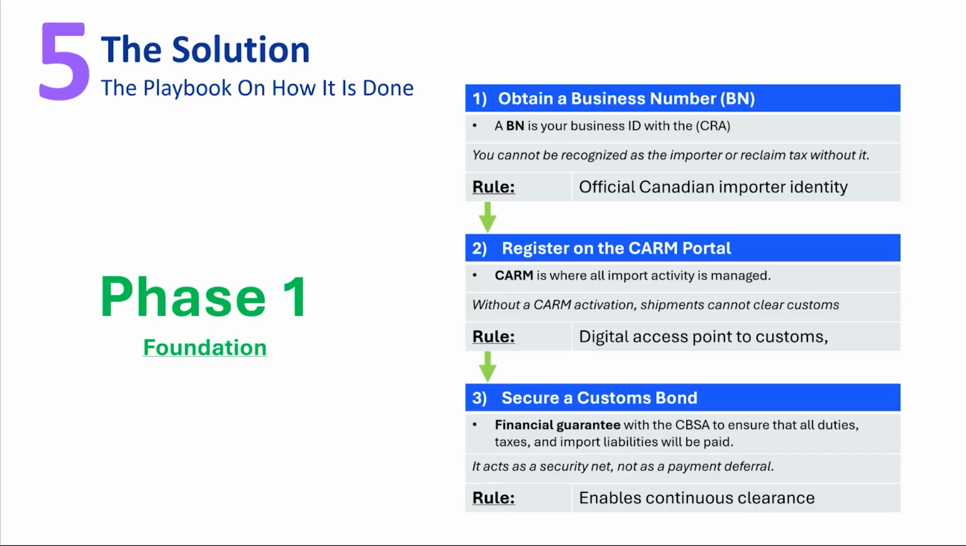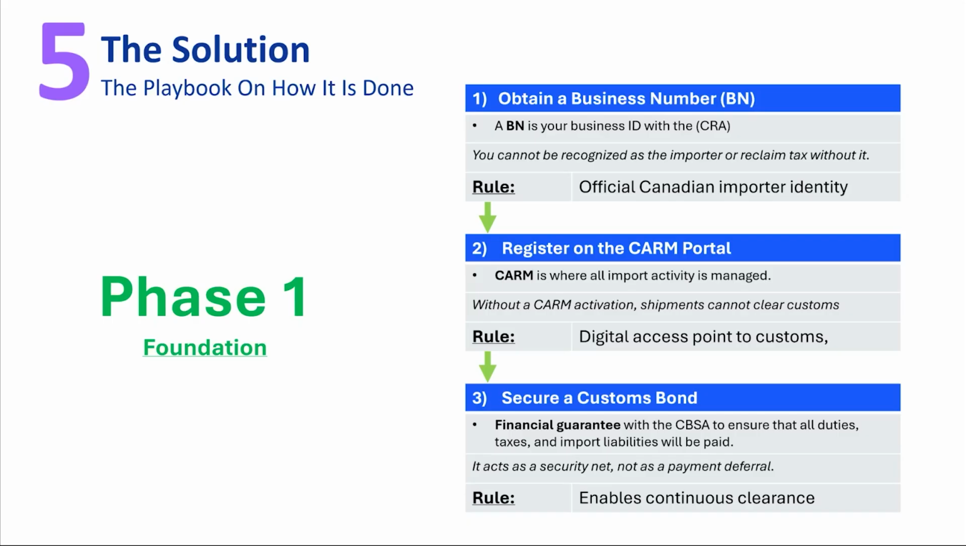If we look at phase one, which we would ultimately call the foundation, this is based on those three pillars that we spoke about. First, you would obtain your business number, which is your business's identity in Canada. Step two would be to register on CARM, which is that access point to customs and duties and customs clearance. And the third point is the customs clearance bond, which is that financial assurance that enables you to do continuous clearance for multiple shipments going forward.